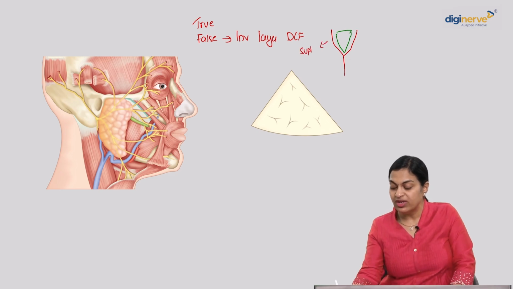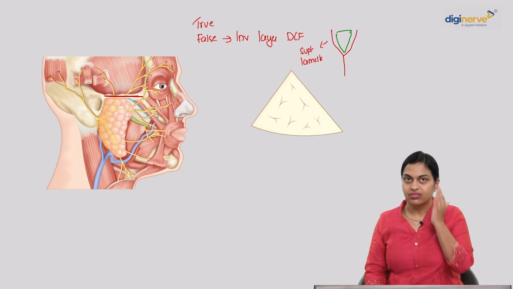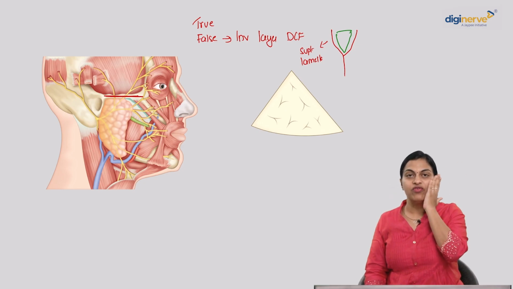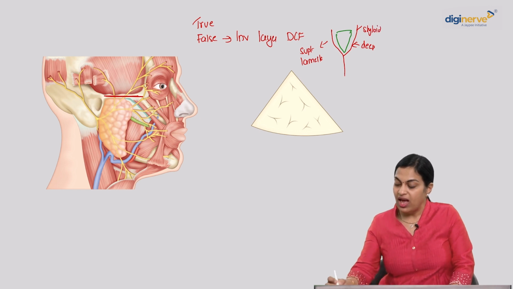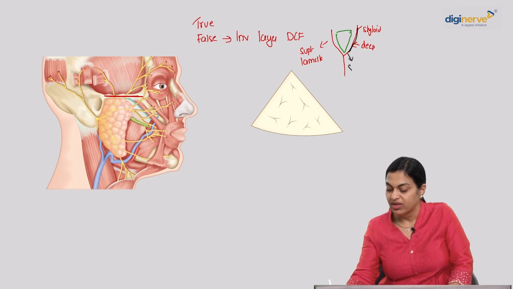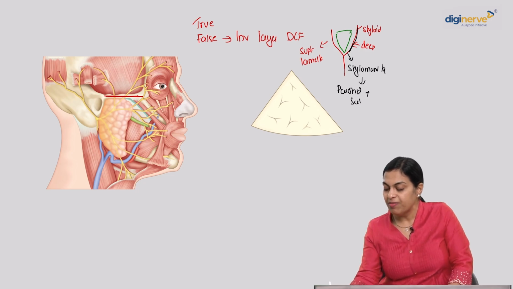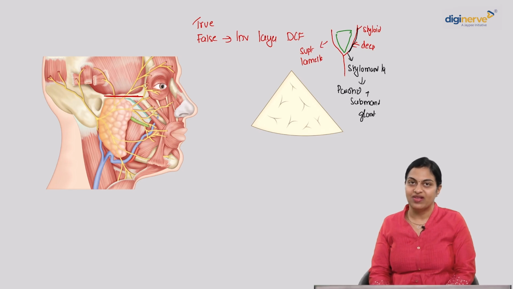The superficial lamella will attach to the zygoma. It covers the superficial surface of the parotid gland, whereas the deep lamella attaches to the styloid process. And this part of the deep lamella that extends from the styloid process to the angle of mandible will form the stylomandibular ligament that separates the parotid gland from the submandibular salivary gland.